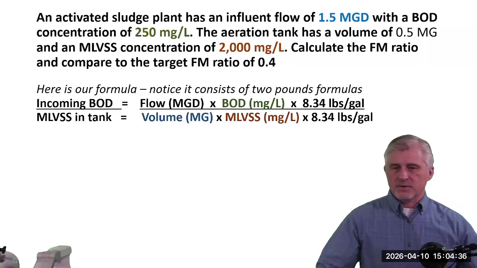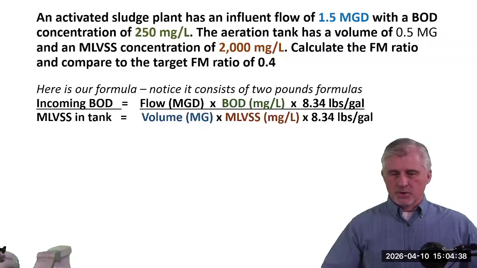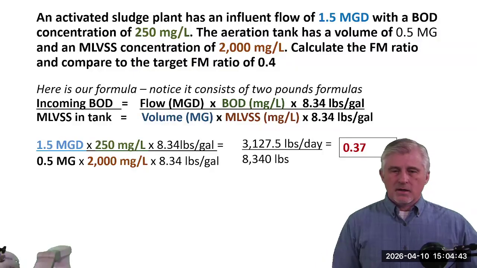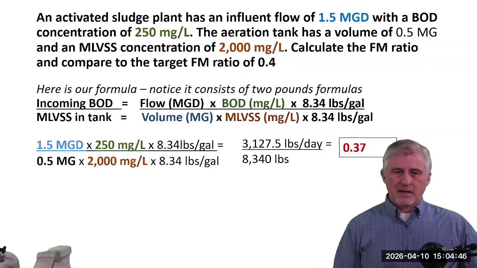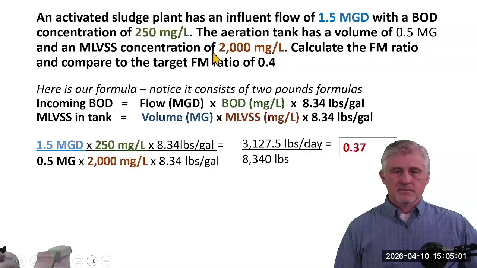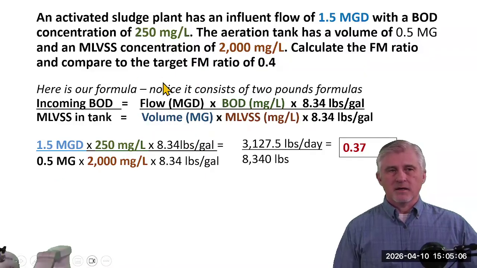Hello. Hopefully you had an opportunity to crunch some numbers here. Our influent flow is 1.5 million gallons a day. The concentration is 250 parts per million. We're multiplying that by 8.34. And then on the bottom, we have a volume of 500,000 gallons and a concentration of 2,000 parts per million.